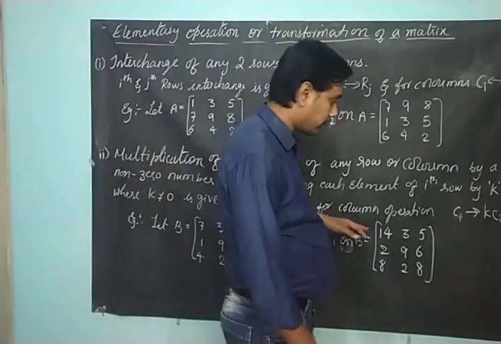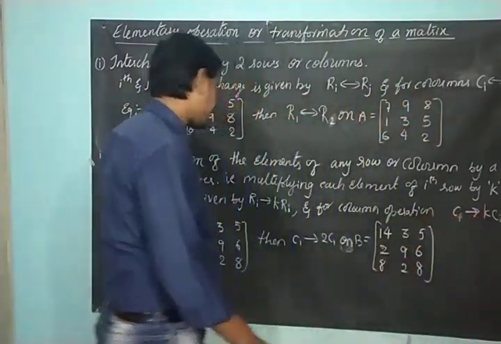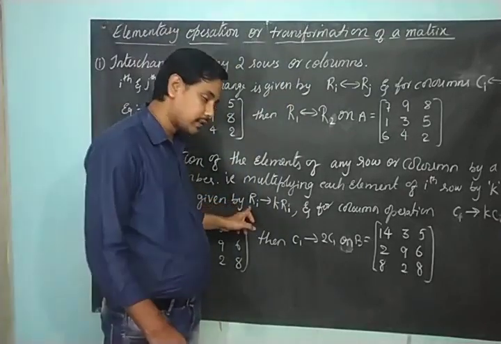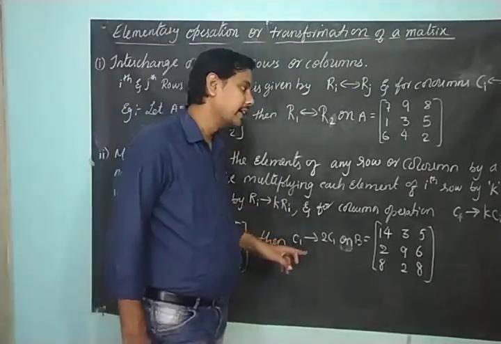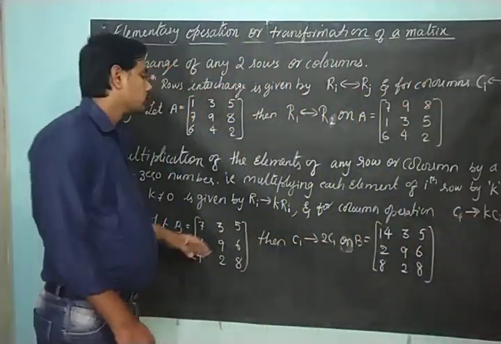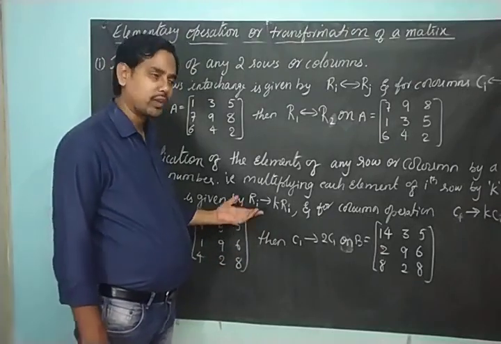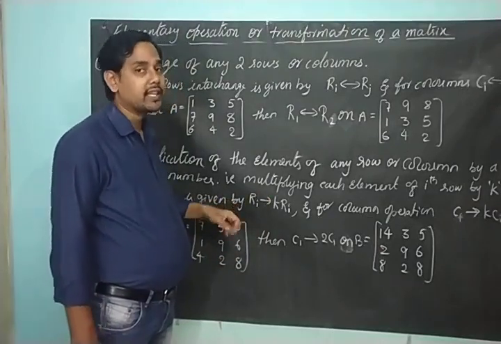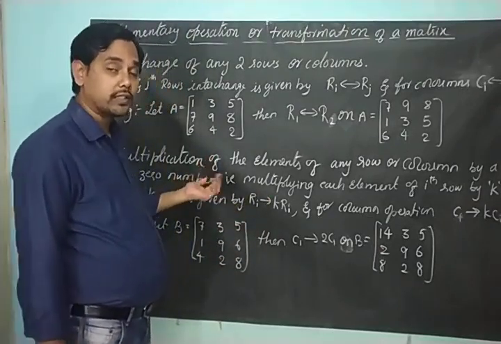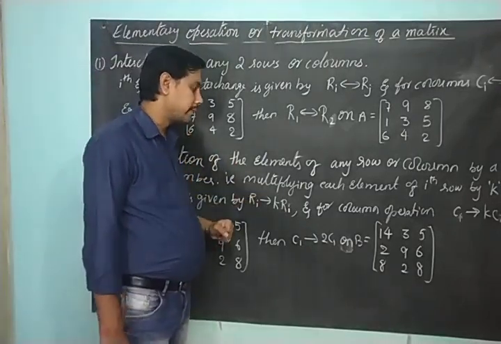And if it is for a column, then Ci changes to KCi. Here Ri changes to KRi. Here Ci changes to KCi. Generally we have taken the ith row. If it is the first row, it will be R1 changing to KR1. If it is the second row, it will be R2 changing to KR2. So that is how it will be.